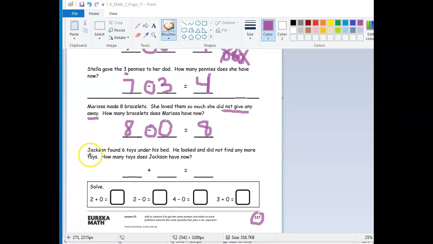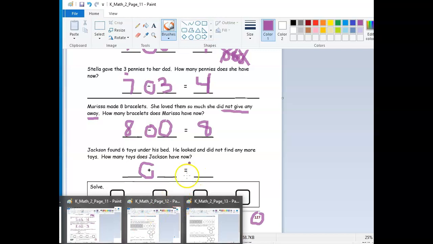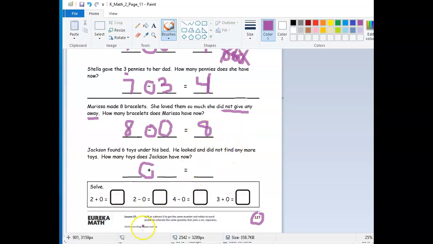All right, now our next problem says, Jackson found 6 toys under his bed. He looked and did not find any more toys. He couldn't find any more toys. How many toys does Jackson have now? So don't forget to circle your sign and work the problem to show that he had 6 toys. He looked and he could not find any more. How many does he have now? Ready, set, and go.